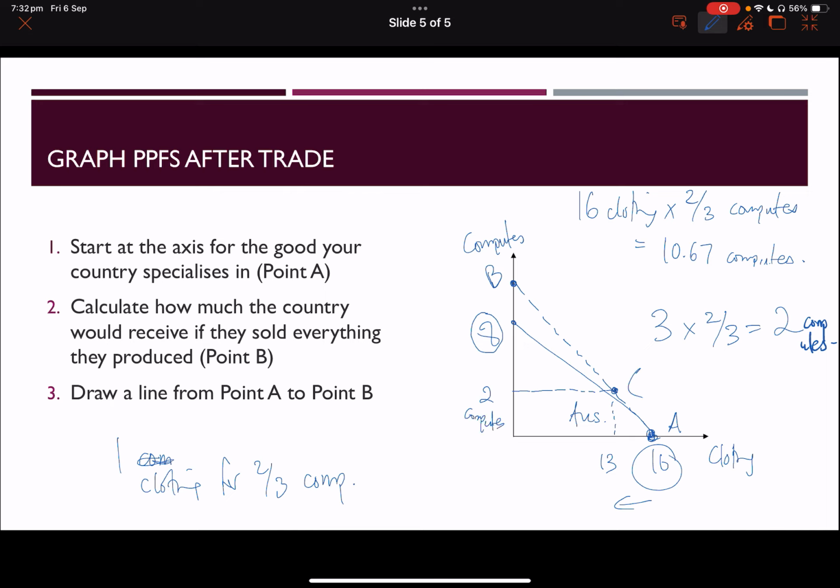If you wanted to label that as coordinates, you could say it's 13 and 2. And that is the point on the new PPF that Australia is at if they decide to sell 3 units of clothing for the terms of trade of 2/3 computers. If anything is unclear, feel free to approach me in class and we will go from there.